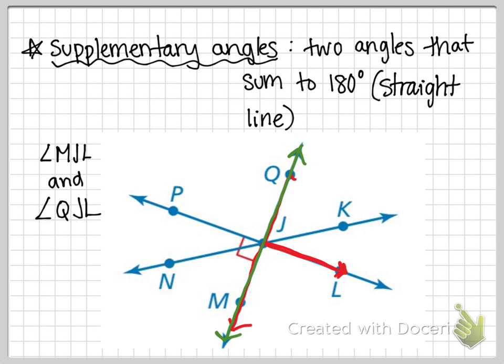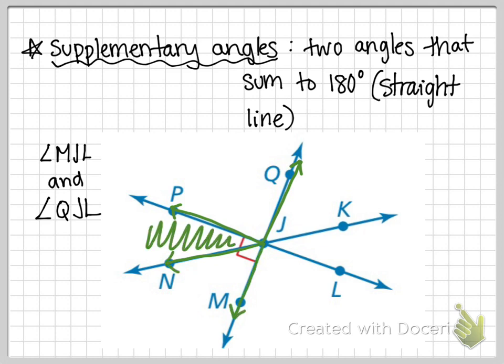Well, not quite, because watch what would happen. Let me erase it. So you're saying PJQ, right? And NJM, but what are we missing? Yeah. So what would it be? PJQ and PJM. So the two right angles that would add to equal 180.